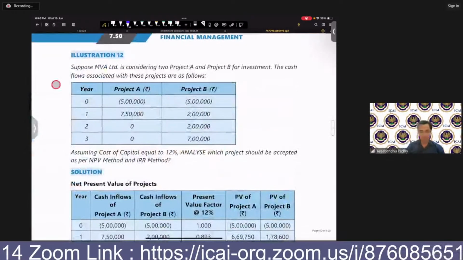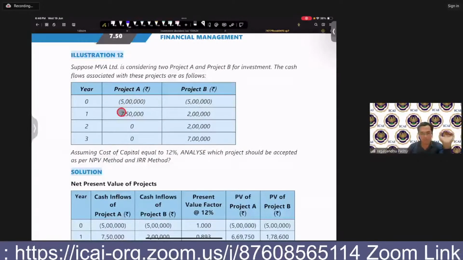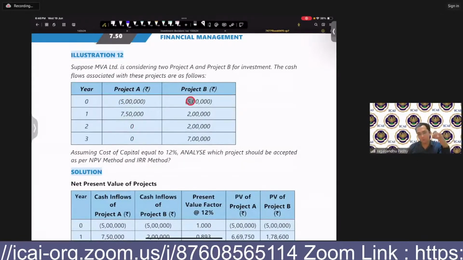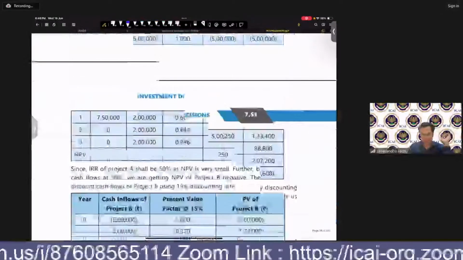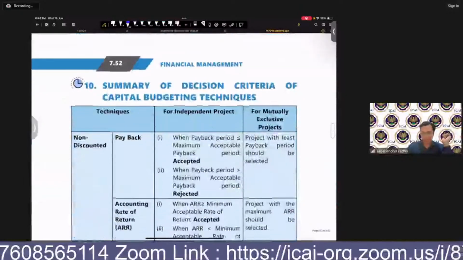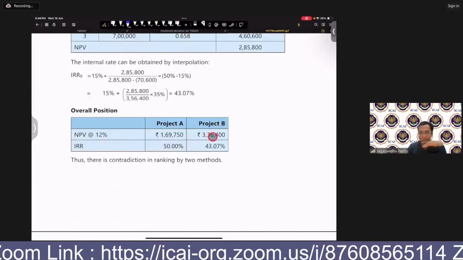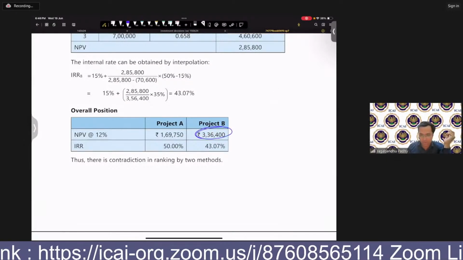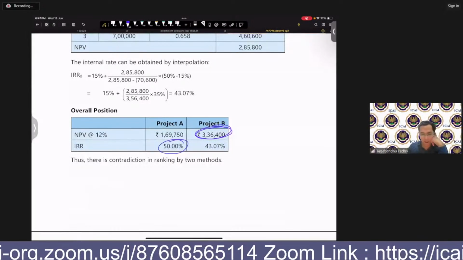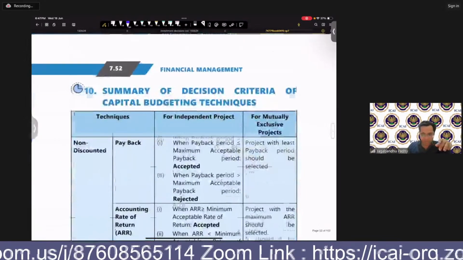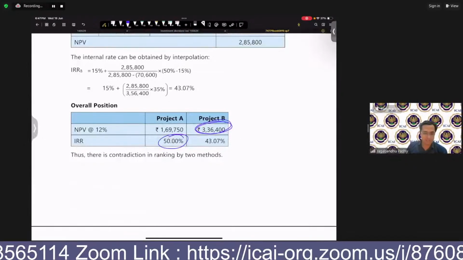So, like over here, project A has an investment of 5 lakh and 7,50,000 in the first year. That's it. There are no cash flows in the second and third year. But project B is having cash flows in the subsequent years. And if I calculate the NPV and IRR for these projects again, you can see project A is having an NPV of 169,750 and B is having an NPV of 336. So of course, in that situation, project B will be chosen as per NPV criteria, but project A will be chosen as per IRR criteria. Okay, so these are the three areas where you can get contradictory results.